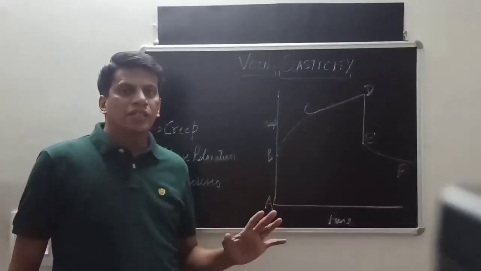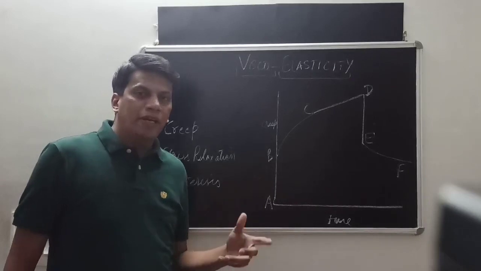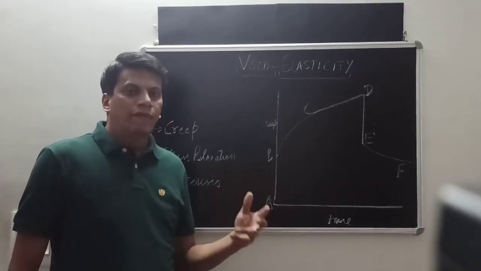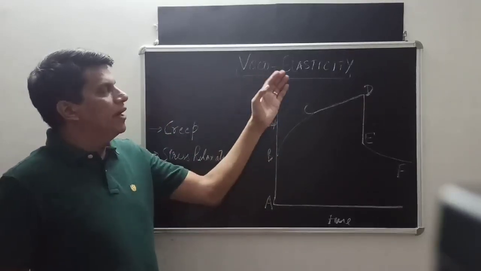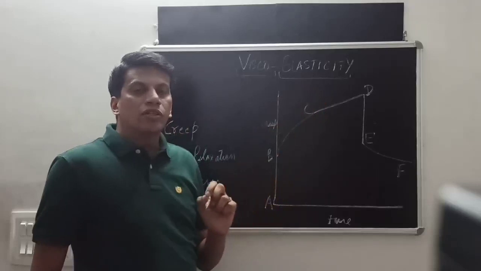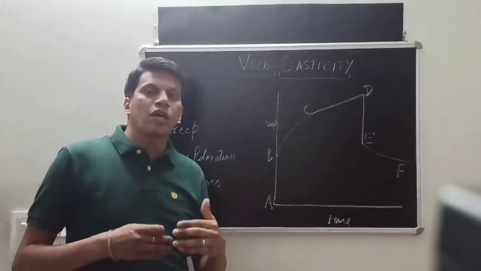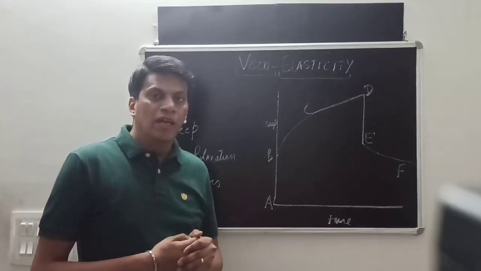Now friends, we will discuss another special type of flow or property which is exhibited by various materials, which is called viscoelasticity. As the name indicates, it is viscosity plus elasticity. Now the first question comes: we are talking about all fluids and liquids, so how does elasticity come into play?